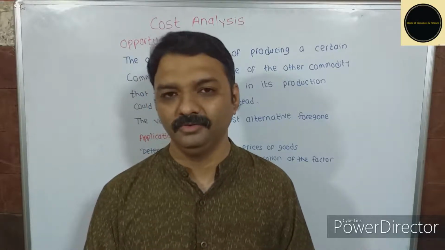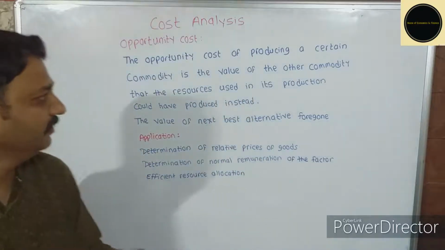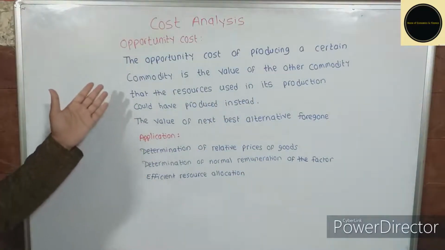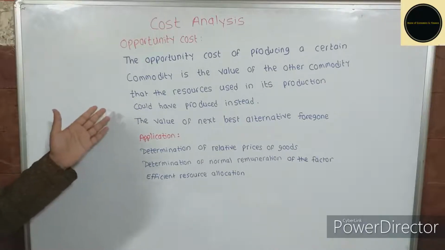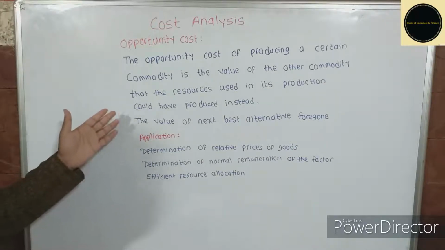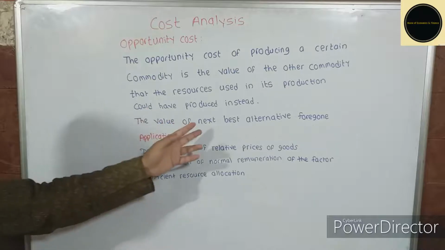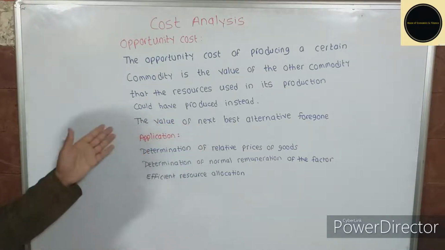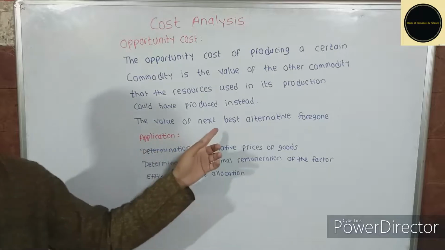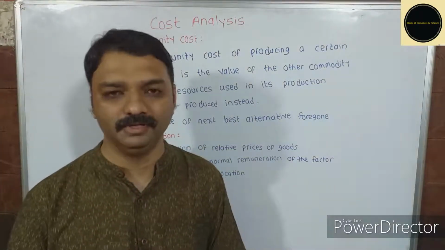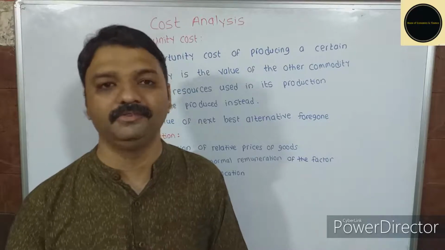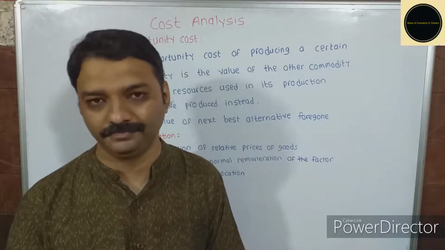This concept, I have written this on the board. See, the opportunity cost of producing a particular commodity is the value of the other commodity that resources used in its production could have produced instead. Okay, and it is the value of the next best alternative foregone. So basically, opportunity cost is nothing but the value of the next best alternative foregone.